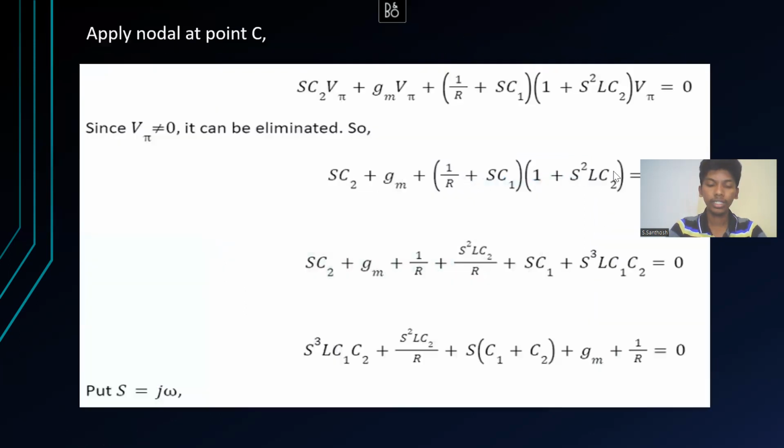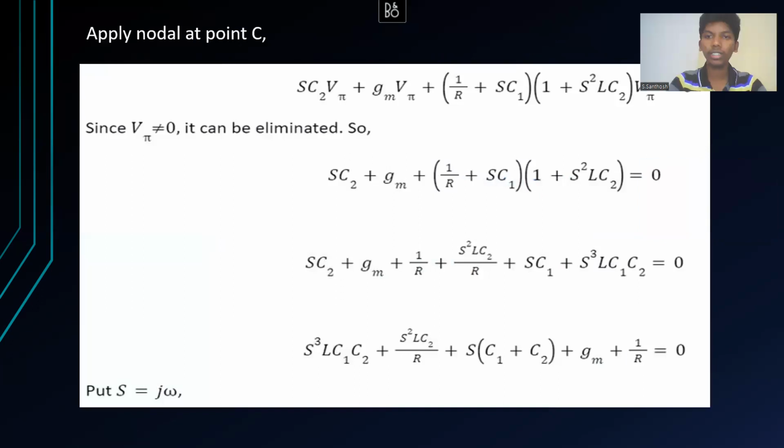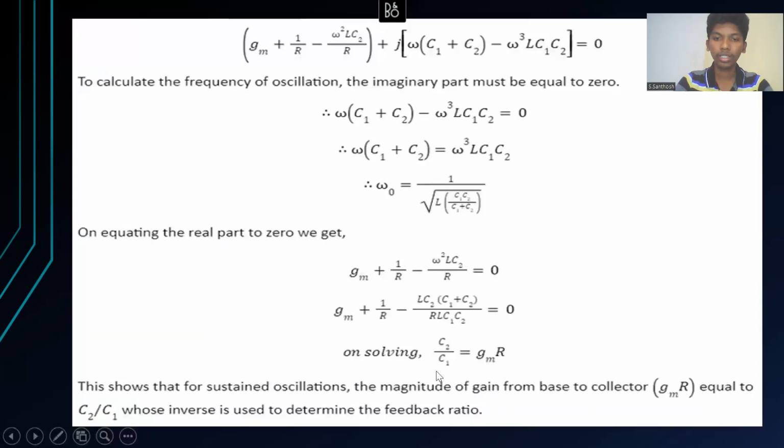So here you can see that there's an equation given to calculate the ratio of C1 by C2, and on solving it, we get C2 by C1 equals gmR, and this is the ratio that you need to have to get a proper, or high, feedback ratio.